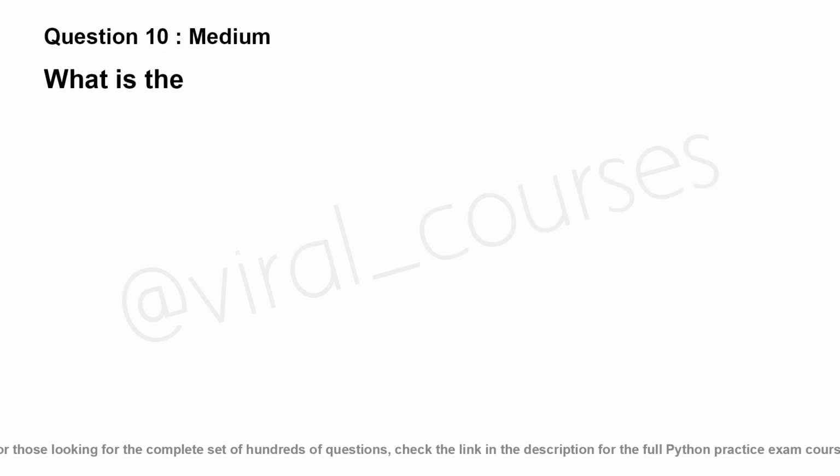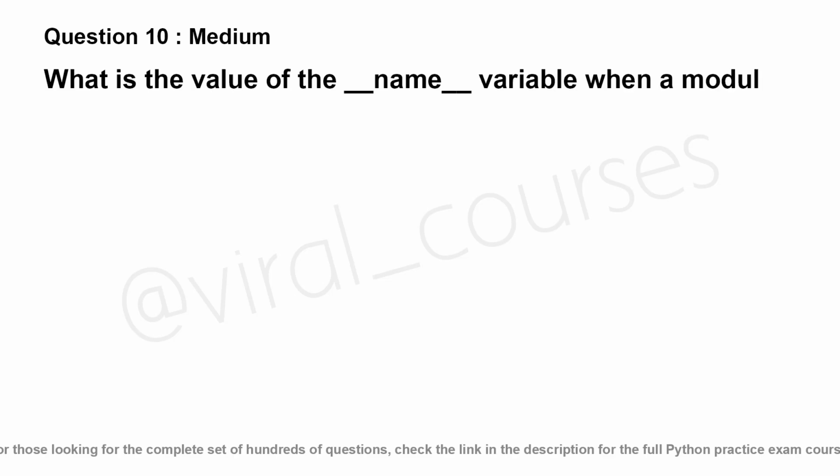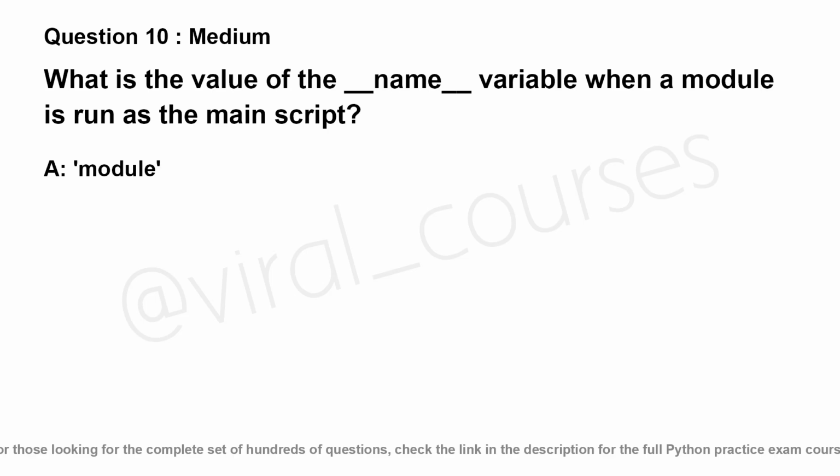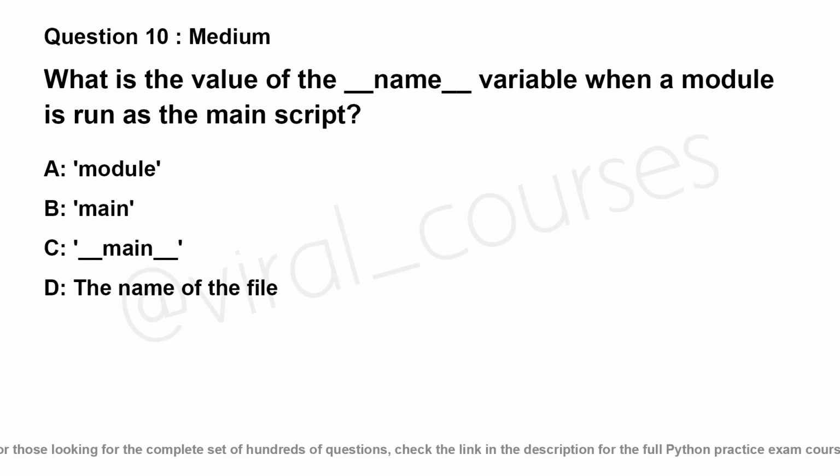What is the value of the __name__ variable when a module is run as the main script? Option A, module. Option B, main. Option C, __main__. Option D, the name of the file.